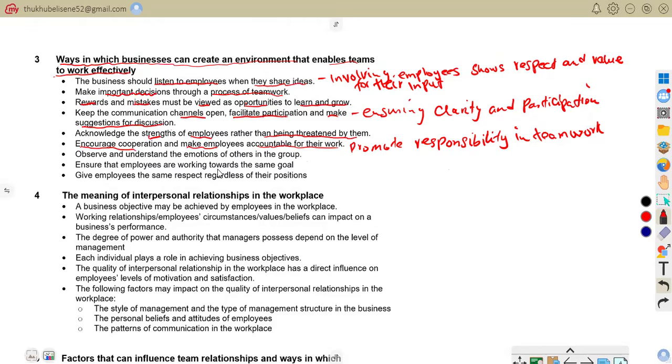Ensure that employees are working towards the same goal. Alignment avoids confusion. For example, all sales staff focus on increasing sales by 10% in 3 months. So we see they're working towards the same goal. Give employees the same respect regardless of their position. That builds equality and fairness. So now let us move on.